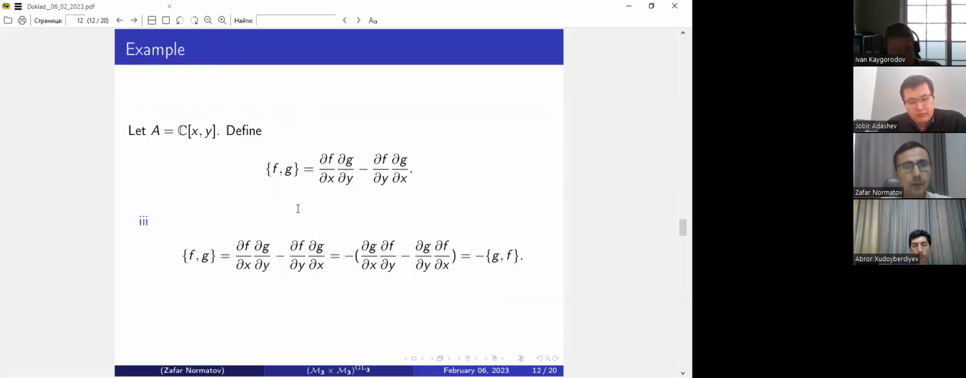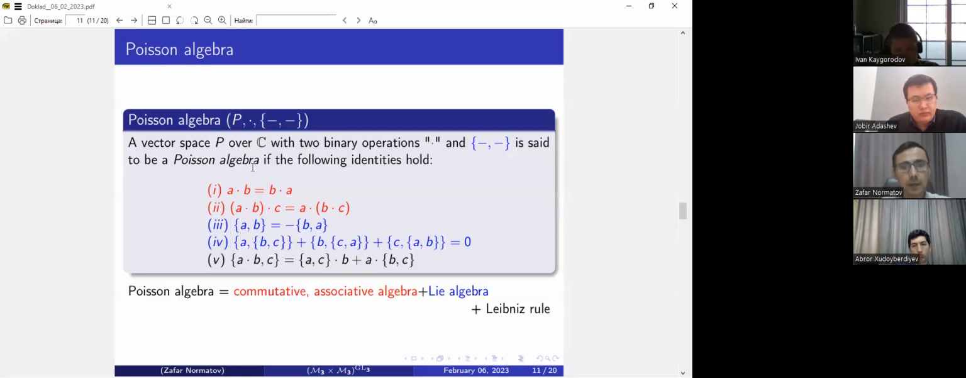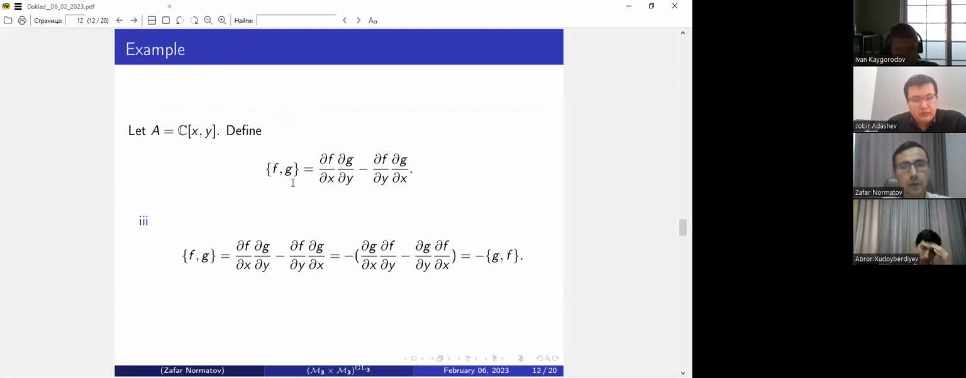For example, let A be the polynomial ring in two variables, the polynomial algebra. The polynomial algebra is a commutative associative algebra, that's why the first two identities hold. Now we define the second operation, the bracket. It is also called the Poisson bracket. We define the Poisson bracket by this formula.